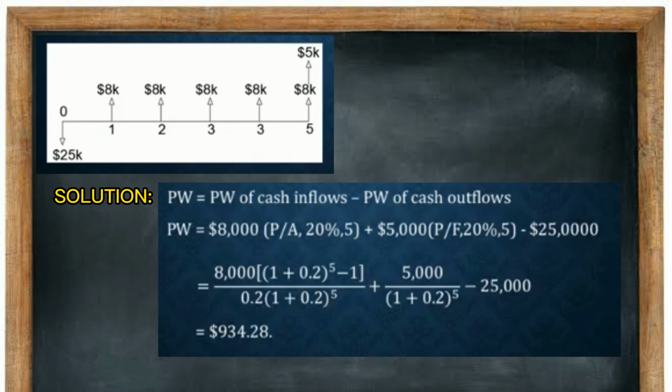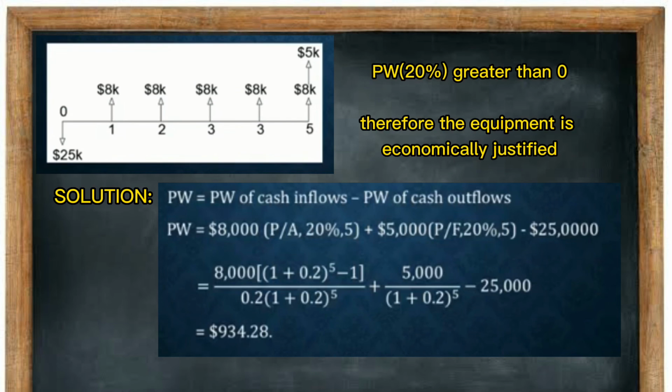We have $934.28. Since the result is greater than 0, therefore, the equipment is economically justified. So, part sa result naman natin, ito ay pwede. Because, kahit gumastos ka ng $25,000, mas malaki naman ang babalik sa'yo. Nakikita naman natin sa result.